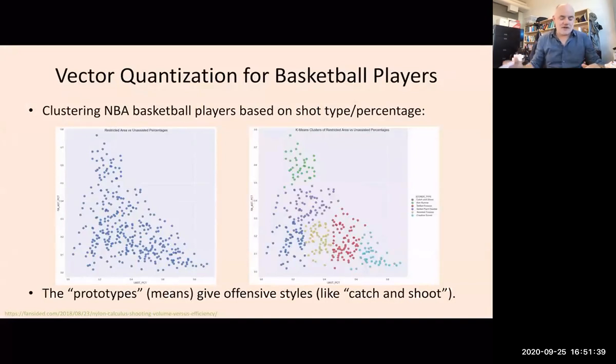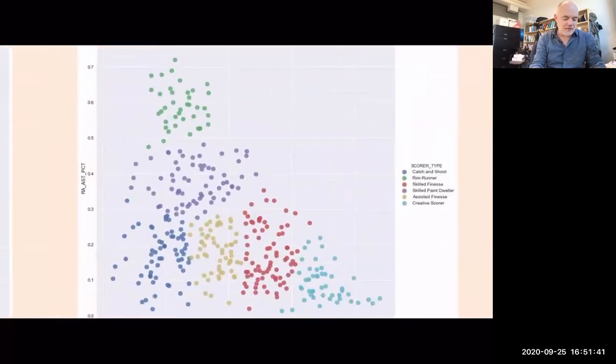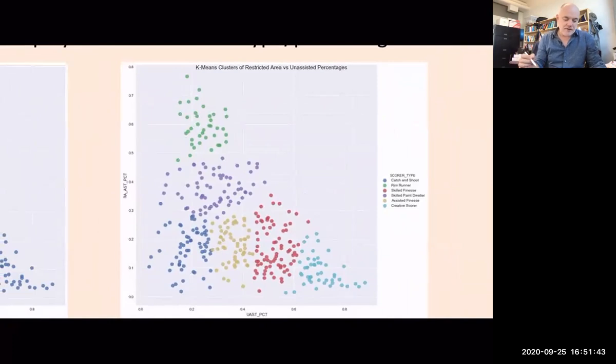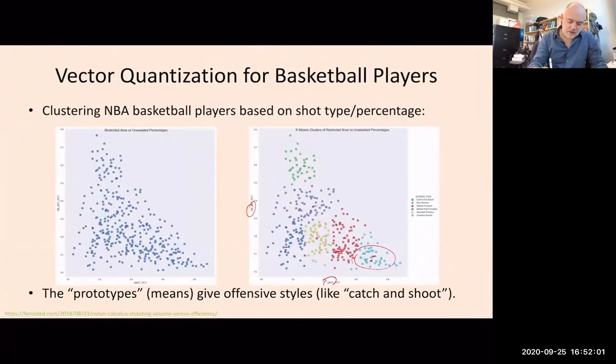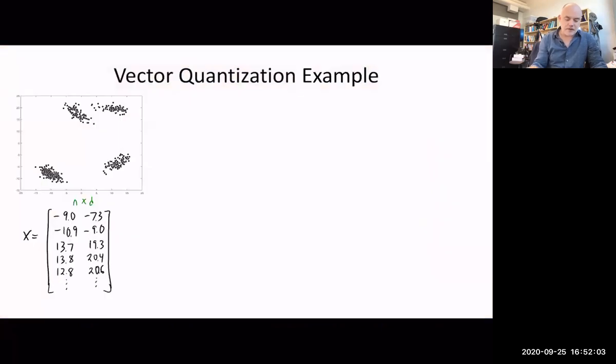We can do vector quantization to label players based on how many shots they take in the restricted area, which is near the basket, versus the number of shots that they take that are unassisted. And you can put Allen Iverson over here in the creative scorer bucket or something like that. You can basically replace all of these clusters with exemplar players.